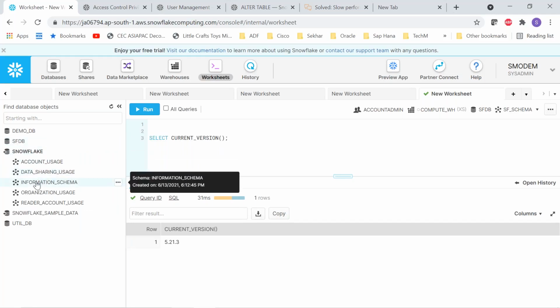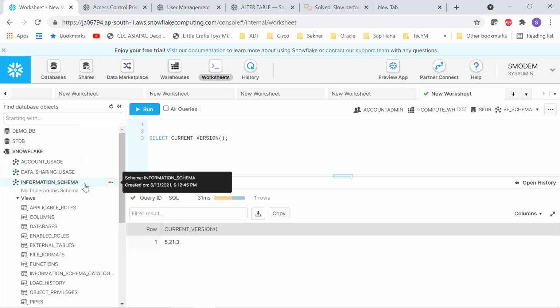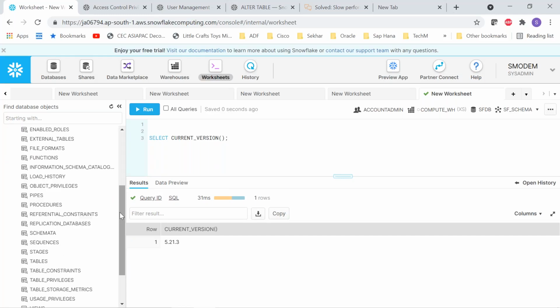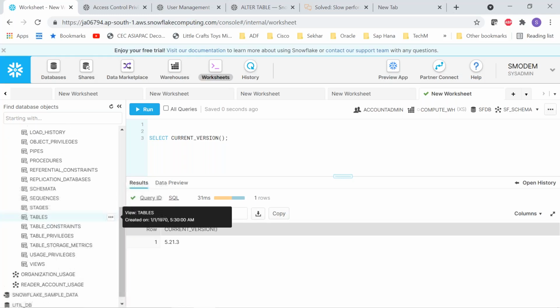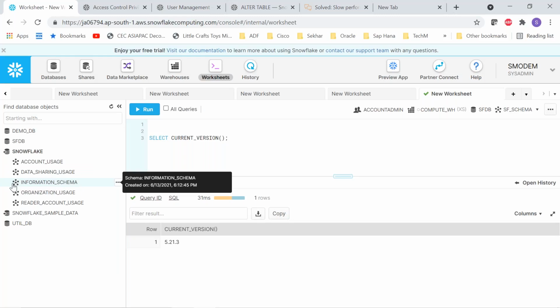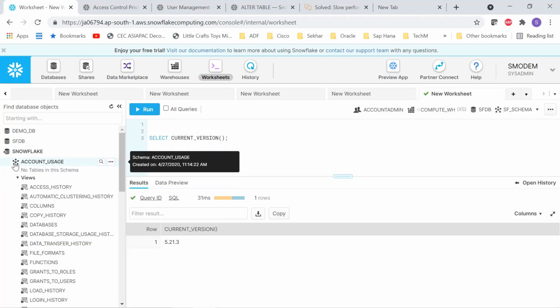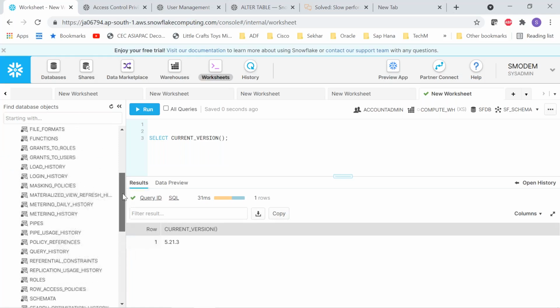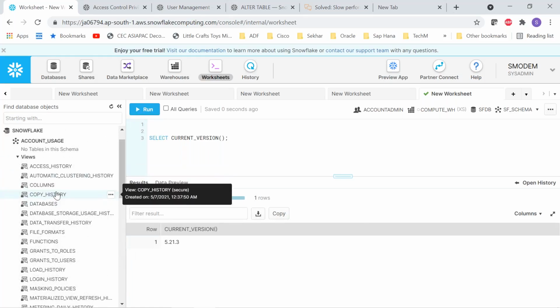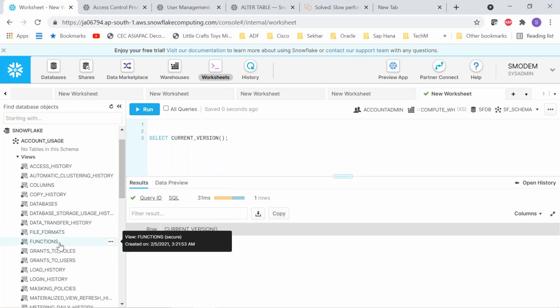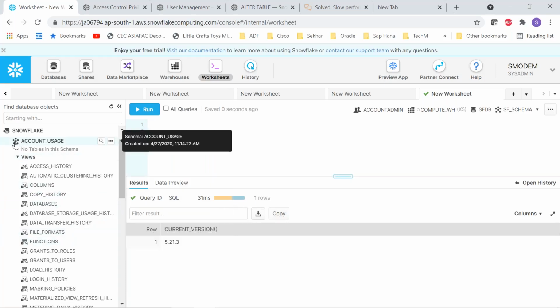And coming to the information schema, we know this information schema. Each database has an information schema. Information schema has views as well as functions. The information schema and account usage schema are both similar. Account usage has more views. It doesn't have any functions. It might, I'm not sure, but my account usage is mostly views. You can query and identify the total number of databases, copy history, columns, file formats, functions, everything.